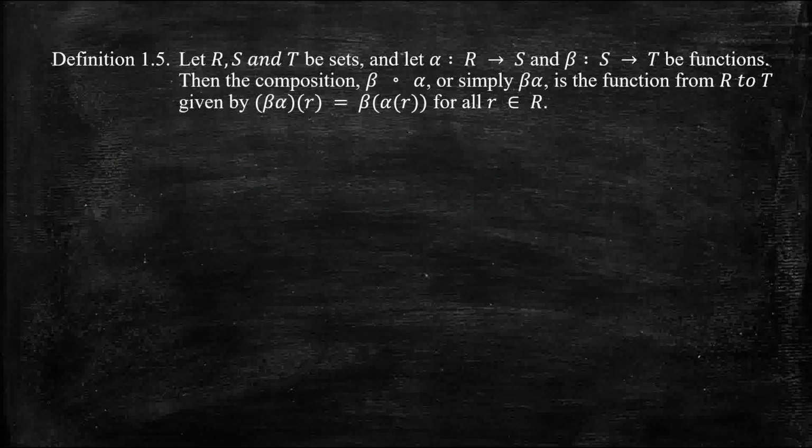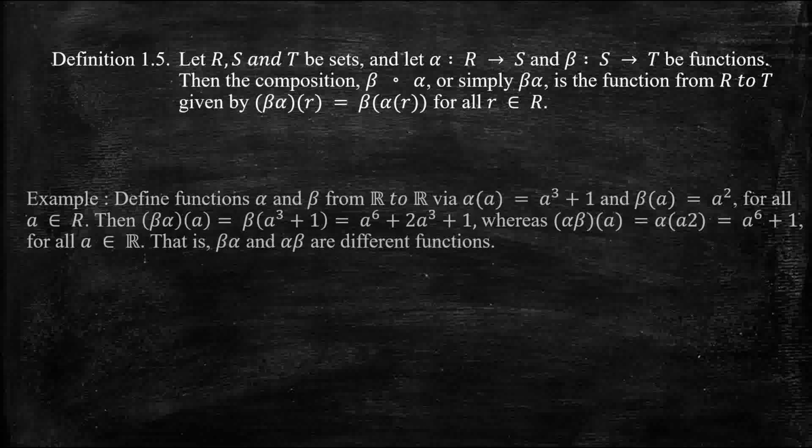Let R, S and T be sets, and let alpha map from R to S, and beta map from S to T be functions. Then the composition beta alpha is a function from R to T given by beta alpha of a is equal to beta of alpha of a. Some examples are shown.